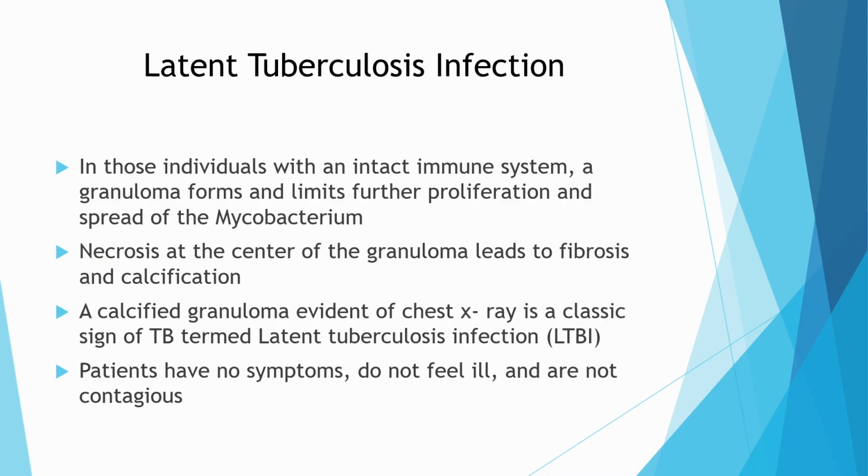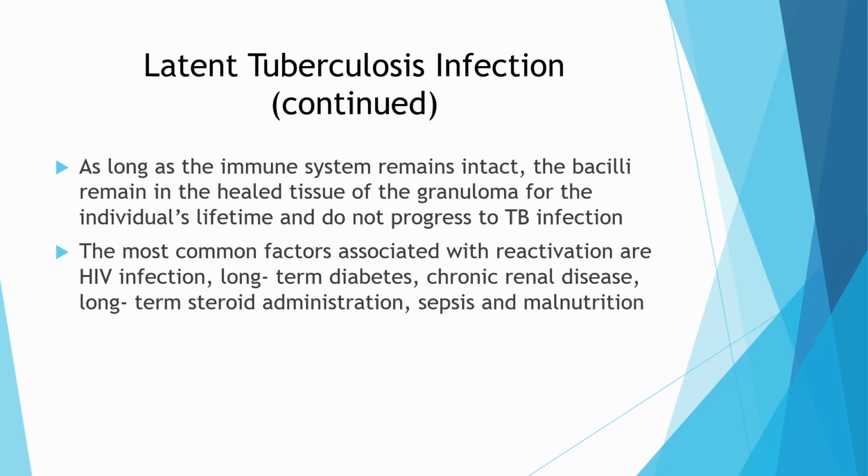So, latent tuberculosis infection. In those individuals with an intact immune system, a granuloma forms and limits further proliferation and spread of the mycobacterium. Necrosis at the center of the granuloma will lead to fibrosis and calcification. A calcified granuloma, evident on the chest x-ray, is a classic sign of TB termed latent tuberculosis infection. These patients have no symptoms, they do not feel ill, and they are not contagious.